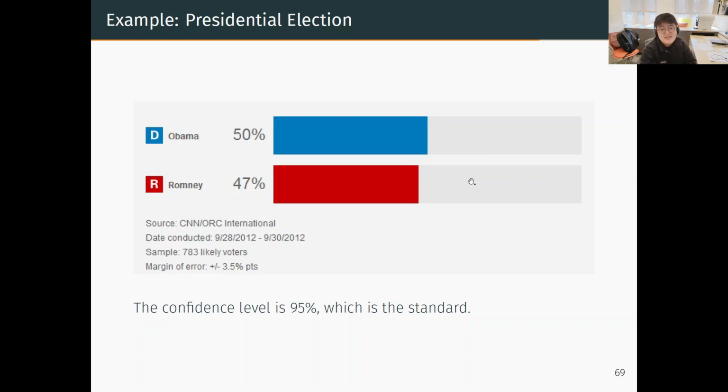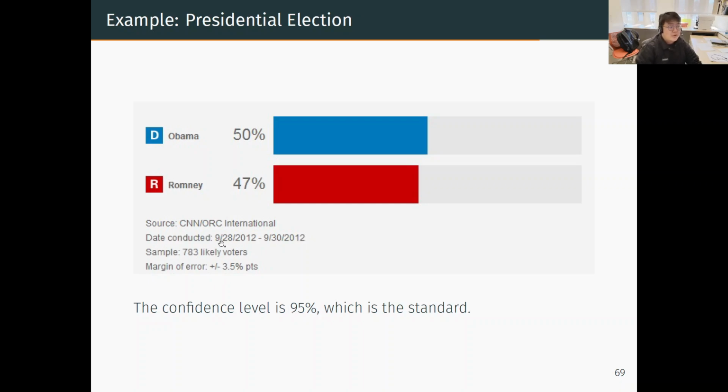So what is missing in the CNN report was the confidence level. But usually when it is not stated, that means the confidence level is the conventional one, 95%. Later we are going to come back to this case, and we'll find that 95% explains those numbers.